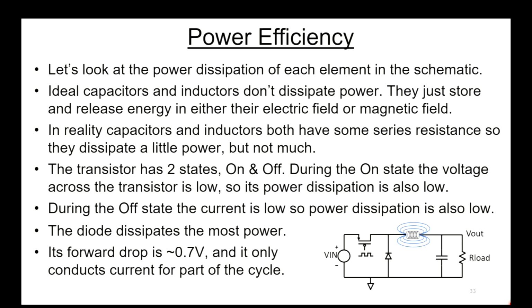Turns out the diode ends up dissipating the most power in this example. The diode is probably forward biased around 0.7 volts, maybe a little more at high current, but it only conducts current for half the cycle. It's only during the freewheeling part of the cycle. But that's a significant piece of power compared to everything else that's almost no power.